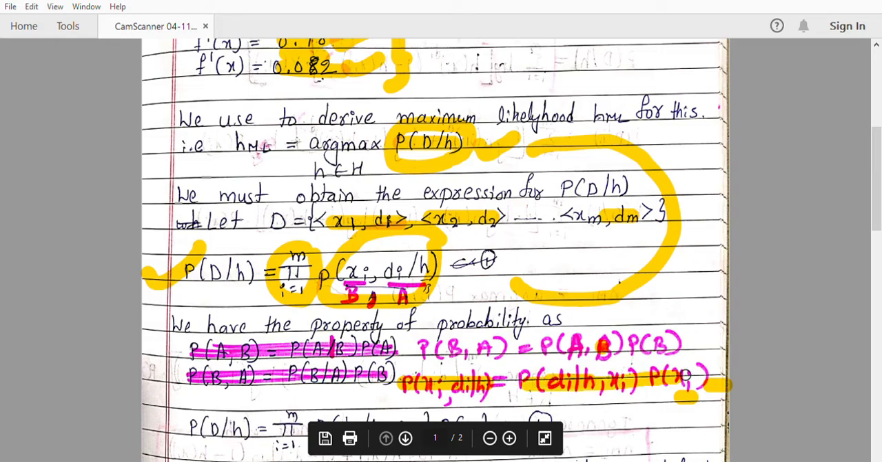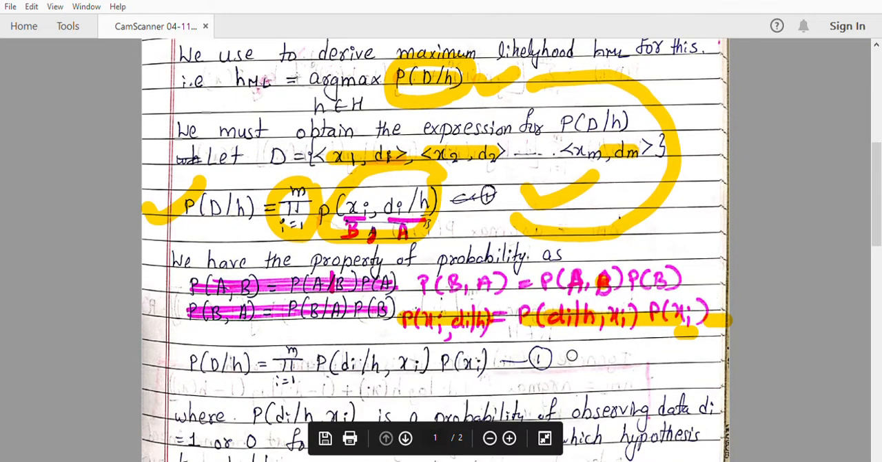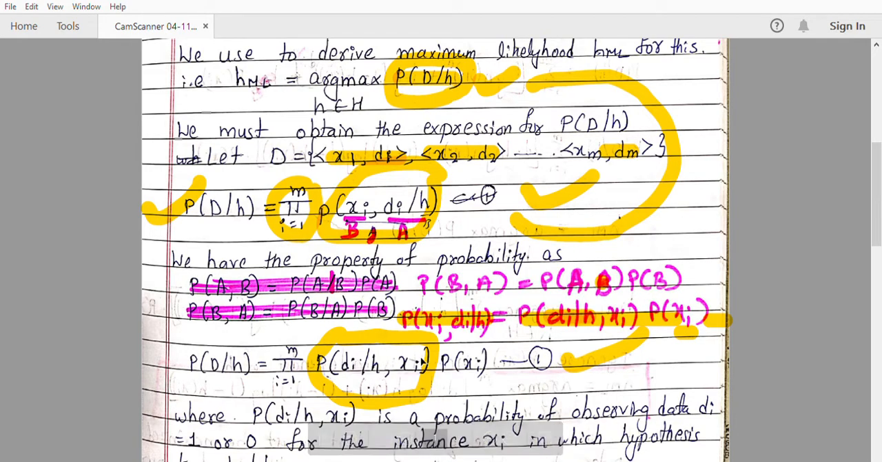Substitute this within this equation, so we will get this equation. Now we have an expression for this, which is itself our output actually. What is that? The probability of getting the value of di for a particular sample xi with respect to a particular h. For example, if the patient survives, the particular h I am taking is that the patient survives, that is my hypothesis.